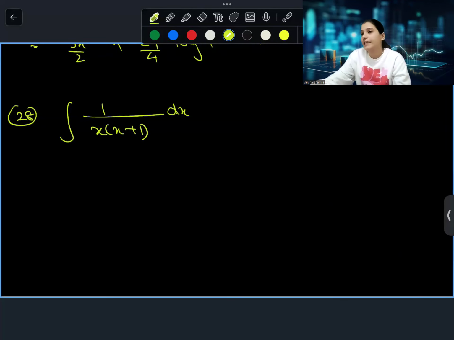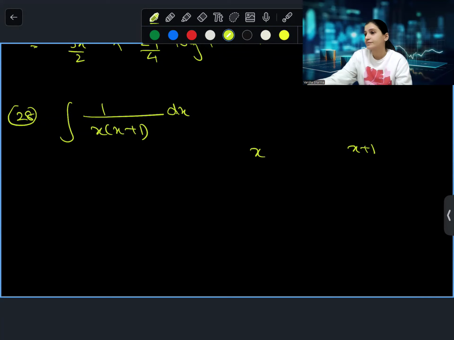The degree of the numerator is 0, there is no x. The degree of the denominator is 2, quadratic. So the degree of the numerator is smaller than the degree of the denominator. There are two terms in the denominator, x and x plus 1. You need to use them, either one or both, to get the numerator. Can I write my numerator 1 as the sum, difference, product or division of these two terms?